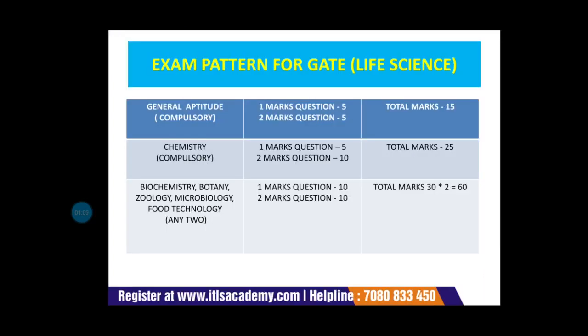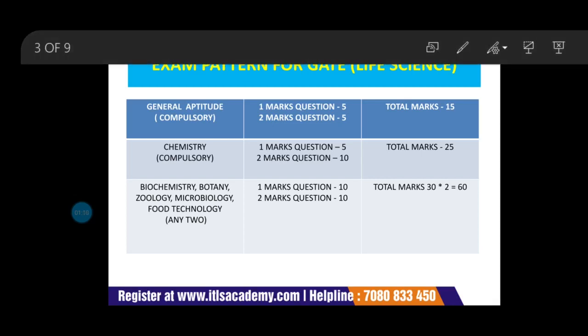Now here we will discuss the exam pattern for the GATE Life Science examination. Now see here, in the first portion you will get a general aptitude portion which is compulsory. In this portion you will get 5 questions bearing 1 mark and 5 questions bearing 2 marks. That means from that portion you will get a total of 15 marks.